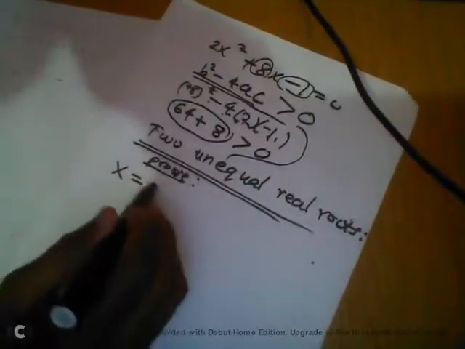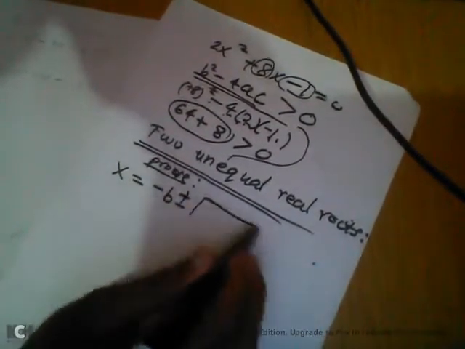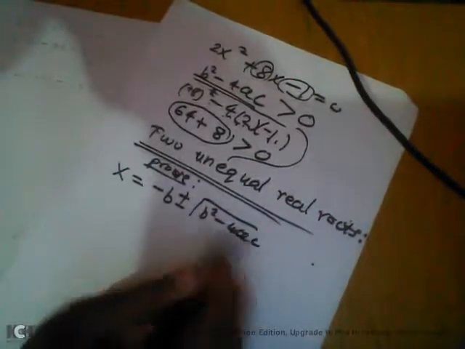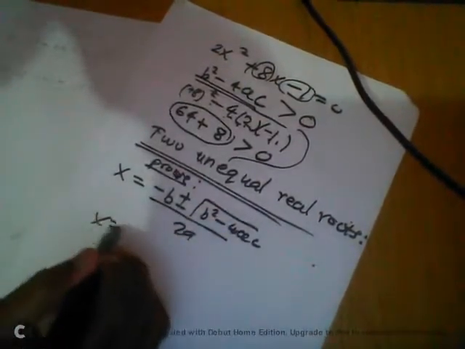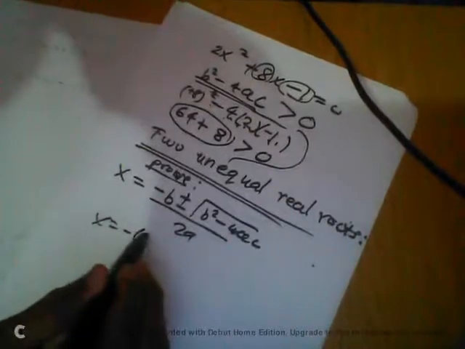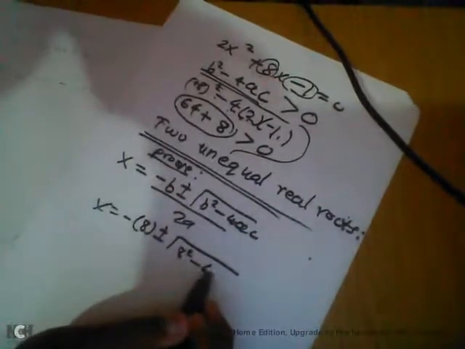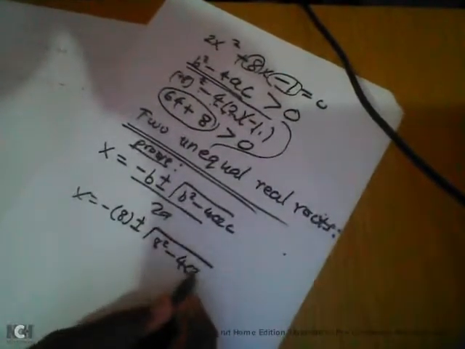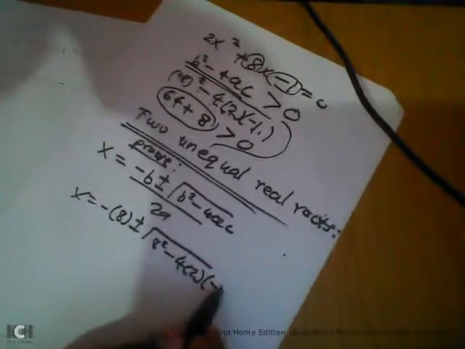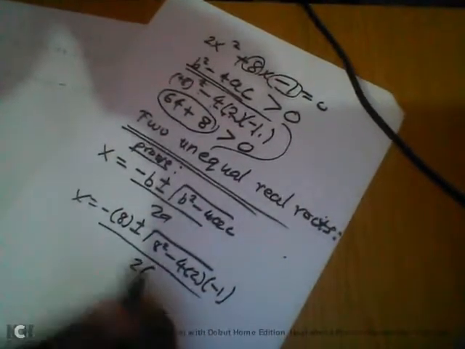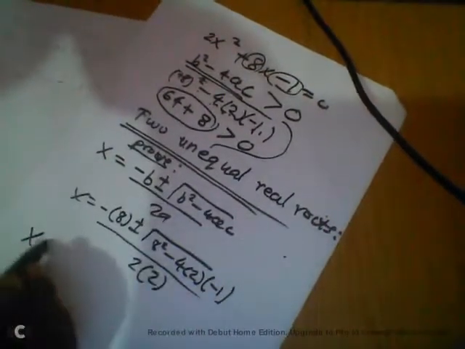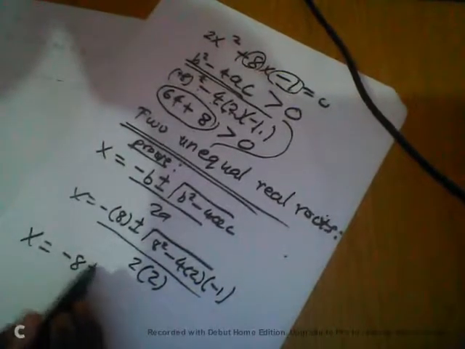Okay, let's use the quadratic formula. x equals negative b plus or minus the square root of b squared minus 4ac, over 2a. So x equal to negative, what is b? b equals 8, plus or minus b squared, b equals 8, squared, minus 4 times a, which is 2, times c. c equal to negative 1. So over 2 times a, which is 2. So x equals negative 8 plus or minus.